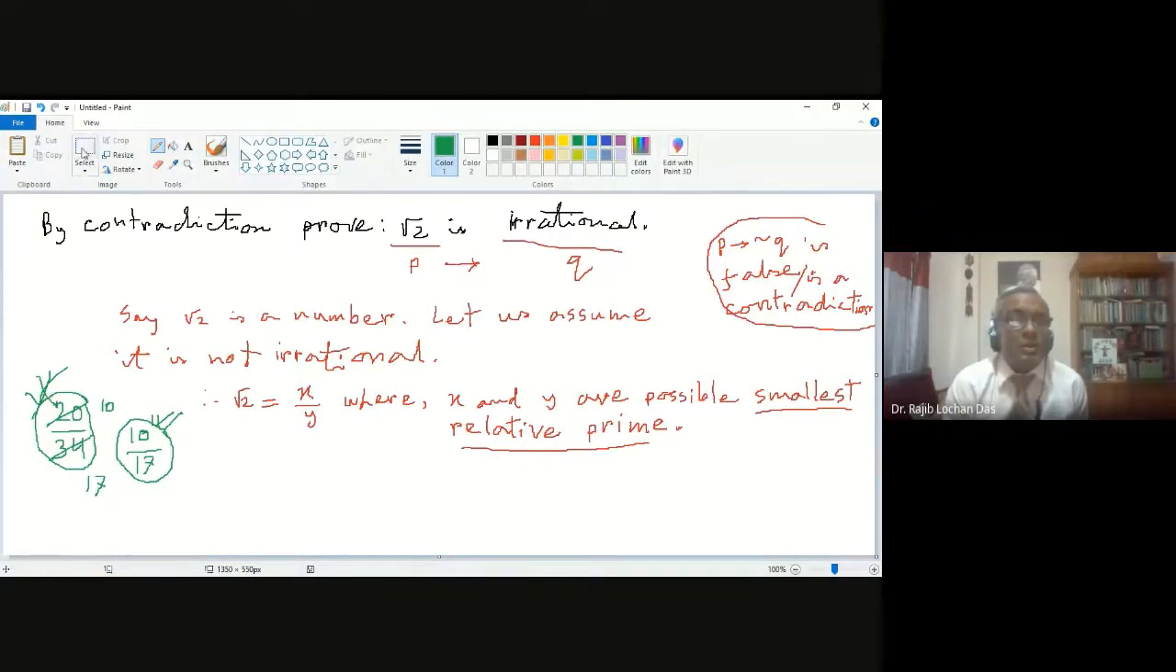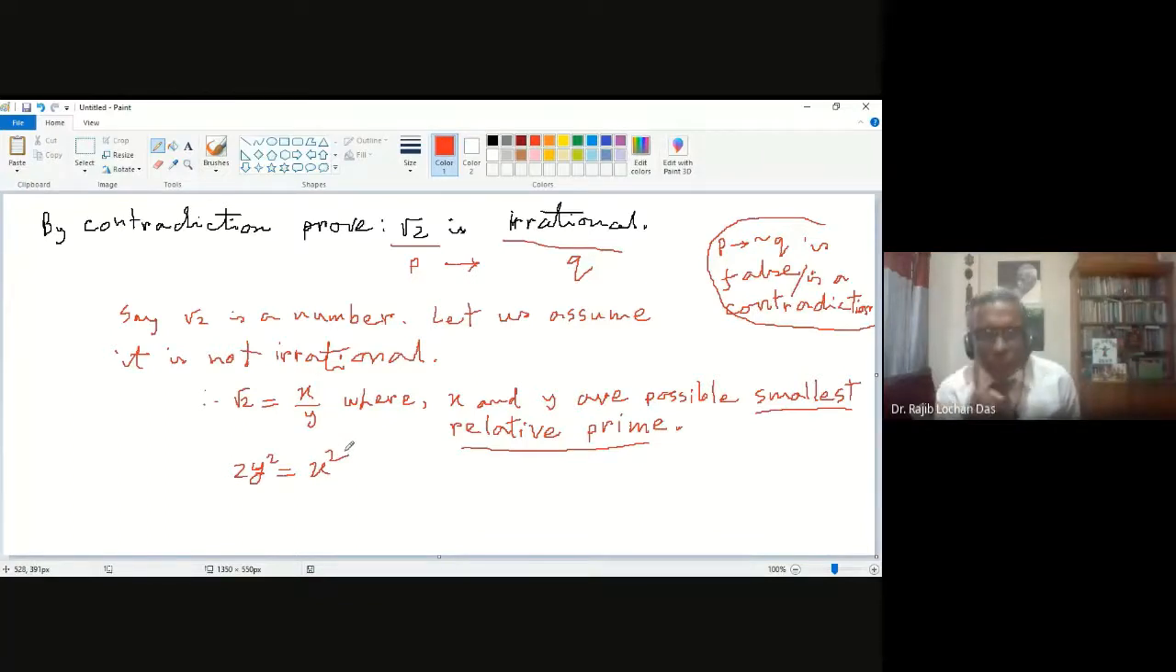Now after this line, you go to the next line and you square both sides. If you square both sides, it will be 2 on the left side, and on the right side it is x square by y square. So you can write 2 into y square, because you can take it to the left side, and only x square is on the right side.